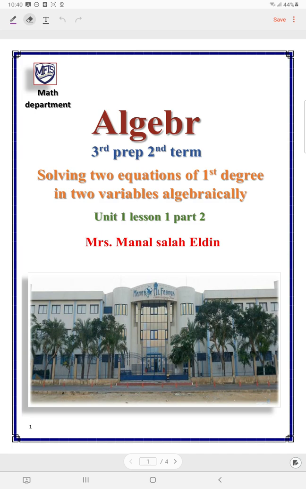In this part, we'll learn how to solve two equations of first degree in two variables x and y algebraically. In the previous session, we studied how to solve two equations graphically by using a graph. Today, I will solve the two equations together using the algebraic method. Let's start our lesson today.